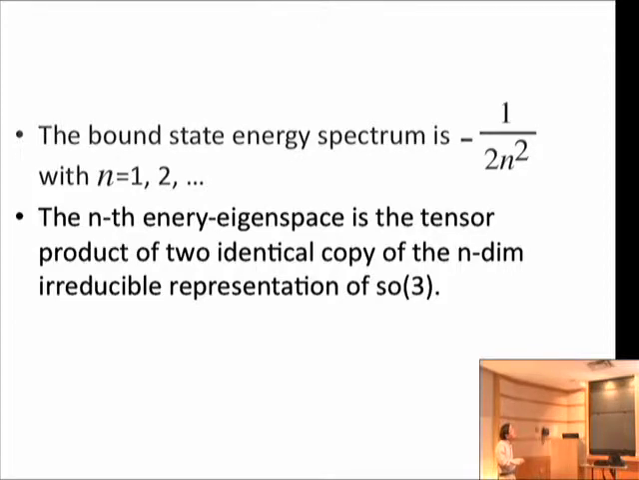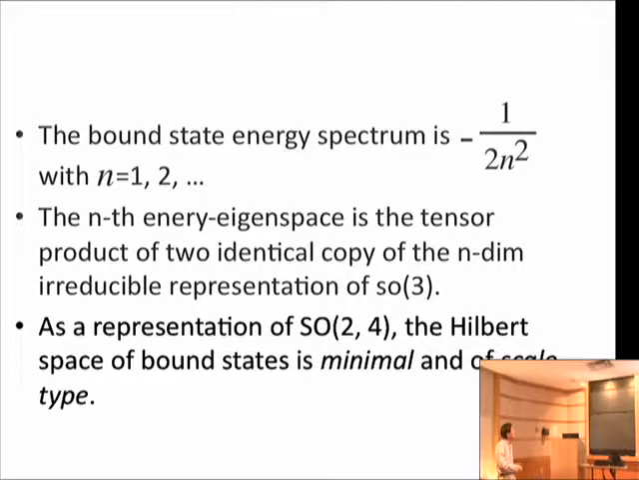So as a consequence, the dimension of this nth energy eigenspace is really n times n, which is n squared. In particular, for n equal to 1, it's just 1. So it's non-degenerate. The ground state is non-degenerate.